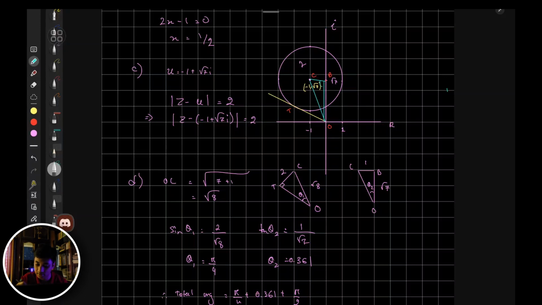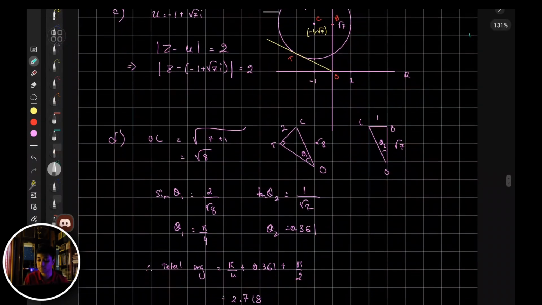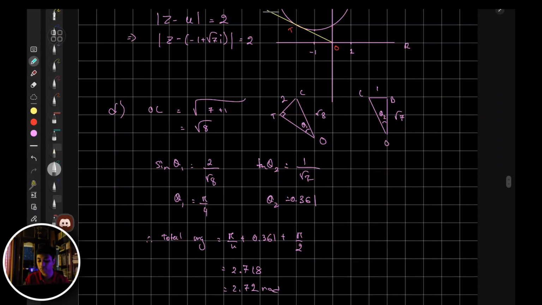where 90 degrees is over here. So if I redraw that triangle over here, you know the distance between CB, since it is -1, the distance is 1. Okay, the distance between B and O is supposed to be root 7, since the y coordinate of B is root 7. Great. So if you know that, you can use opposite by adjacent, meaning tan theta, to find out the value of theta 2. Great. Tan theta 2 is 1 by root 7. So you can find out theta 2 to be 0.361.